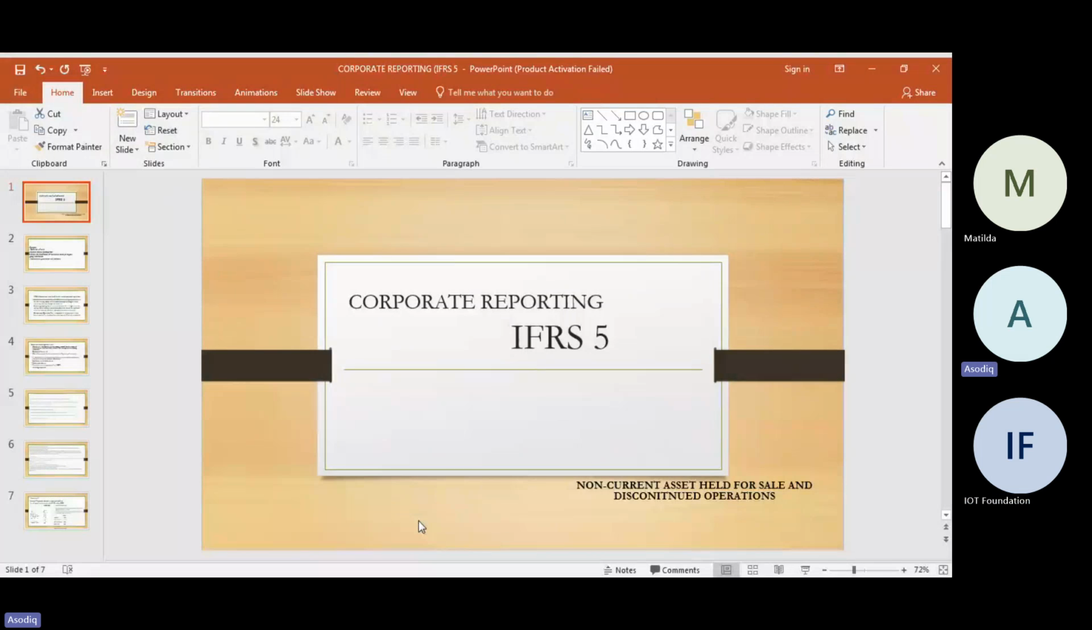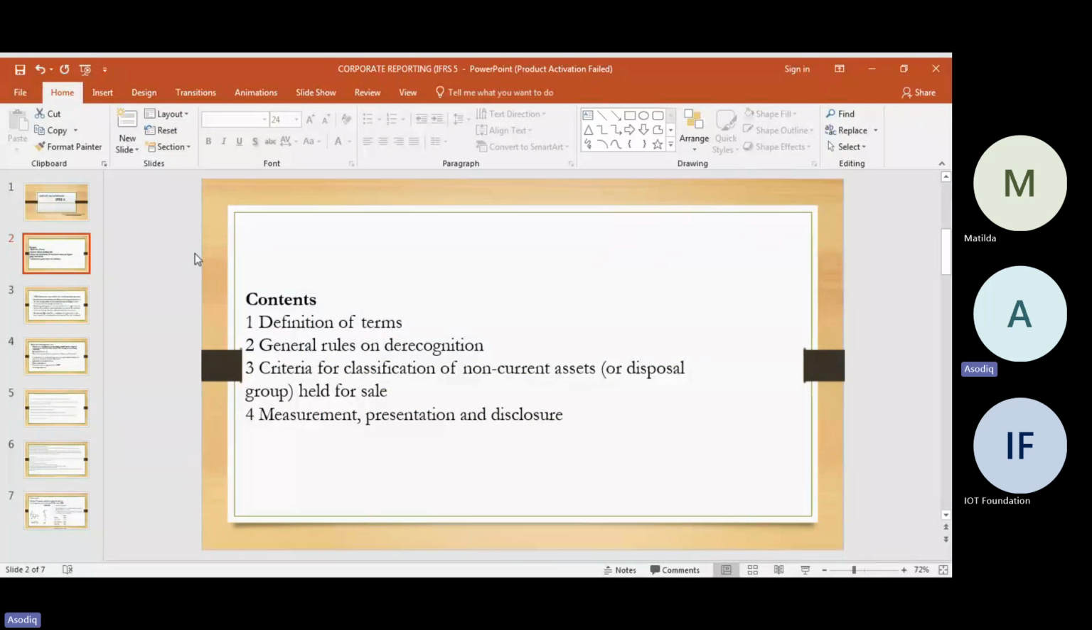Okay. So we are talking about IFRS 5, non-current assets held for sales and discontinued operation. Now, when we are talking about non-current assets being held for sales, we are talking about a particular non-current asset. When we are talking about non-current assets, we are talking about all our fixed assets, all these items of PPE, property, plant, and equipment.